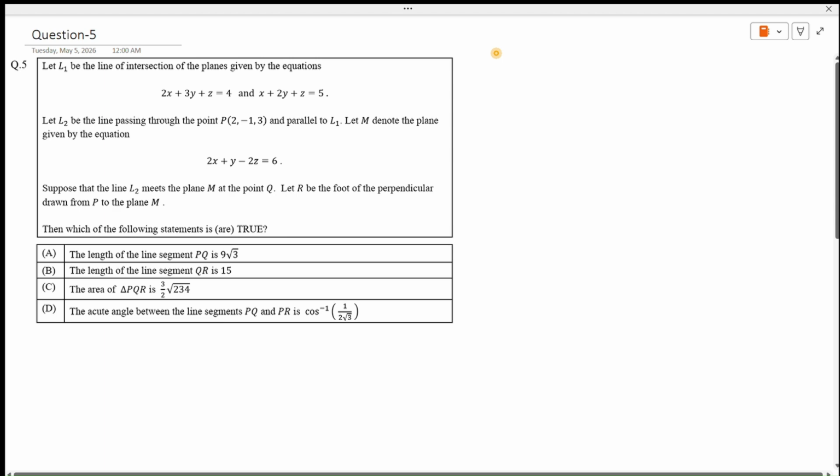Students, in this video, we'll discuss section 2 of JEE Advanced Paper 2025. In the previous video, we discussed the first section. Now let us look at the second section.